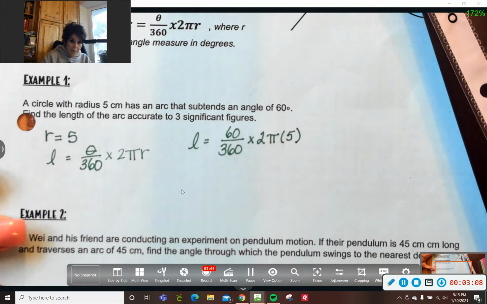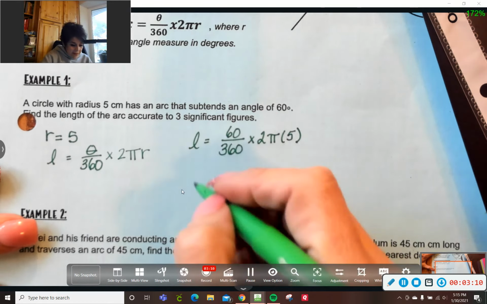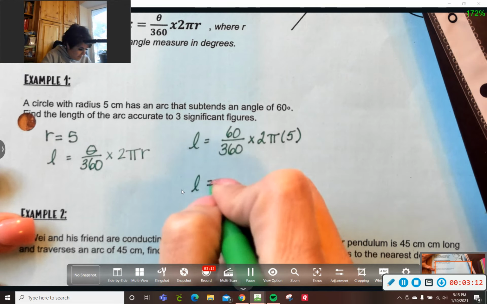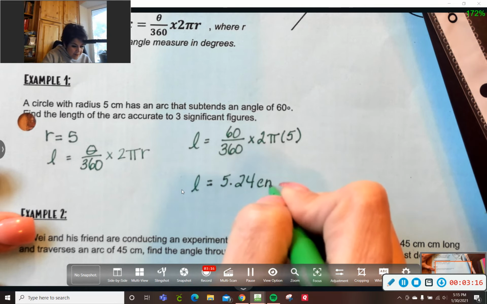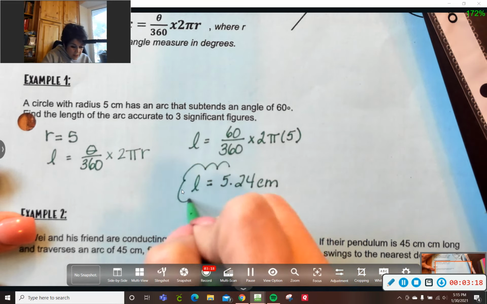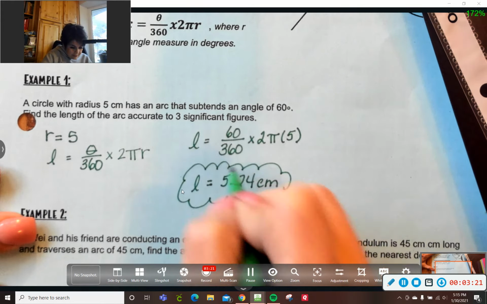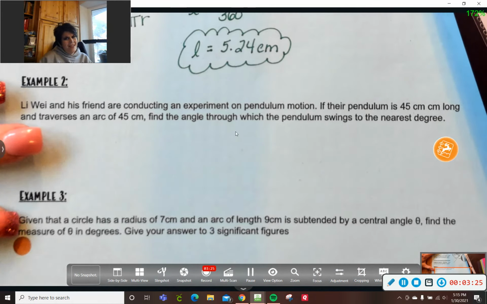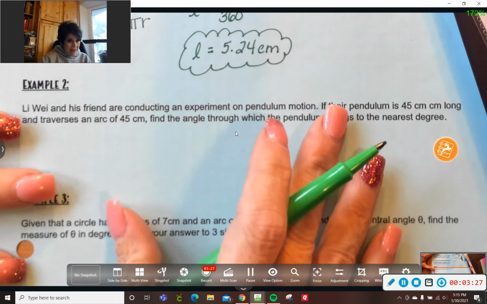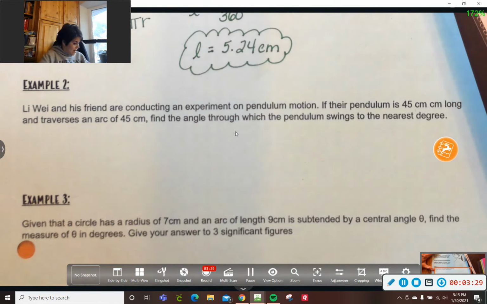Now, pause your video if you want to do that. I'm just going to give you the answer. You can do that math. The arc length is about 5.24 centimeters. And again, if you wanted to do that, just plug it in. You're going to see me doing a lot of this, because it's just basic algebra and basic calculator. Okay, here we go.